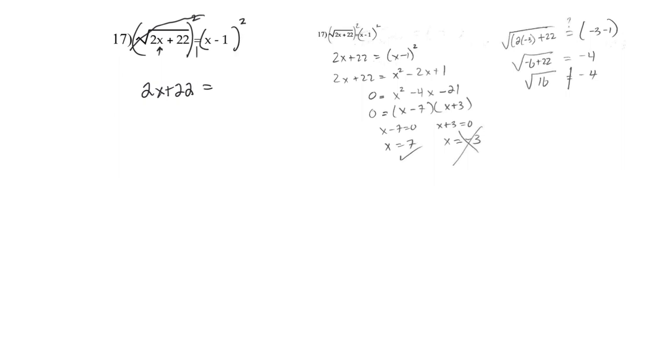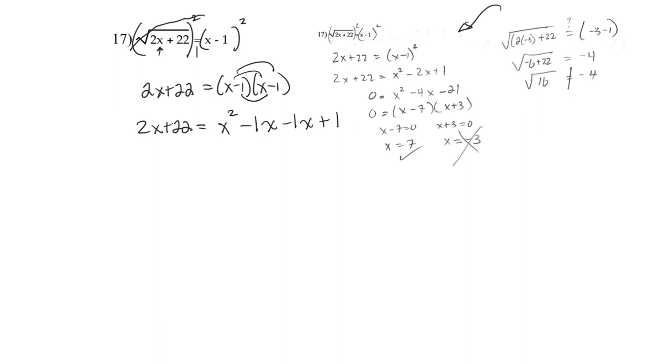And x minus 1 squared is the same as x minus 1 times x minus 1. And we'll need to multiply that through. So that'll be x squared minus 1x minus another x plus 1. And that's equal to 2x plus 22. I sort of just showed my solution there, hoping I get the same thing.